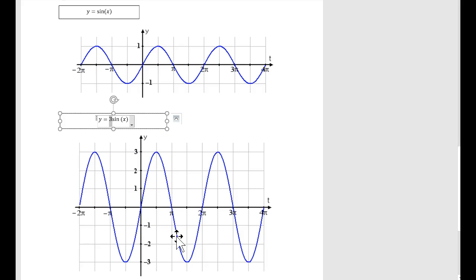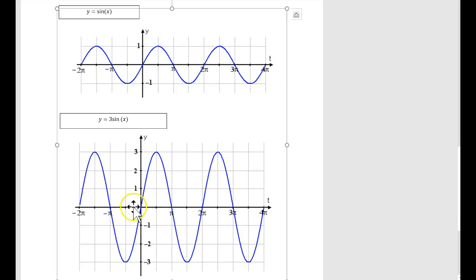In our next video, we'll have a look at some of the other aspects of how we can manipulate our basic sine graph.